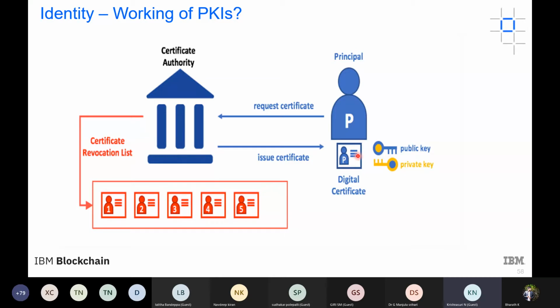If your digital certificate is compromised and your private key is revealed, you just need to immediately bring it to the notice of the CA, who will include it in the CRL. Hence, nobody else can use it for malicious purposes. So that is very important.